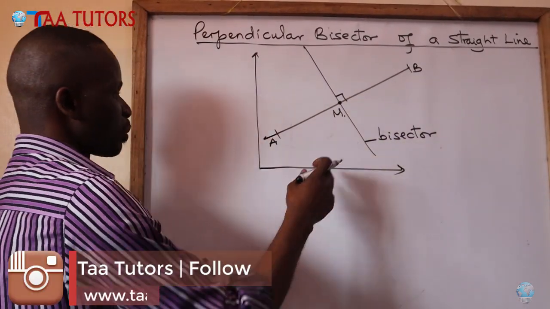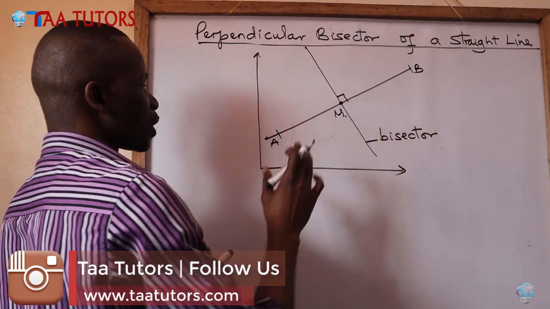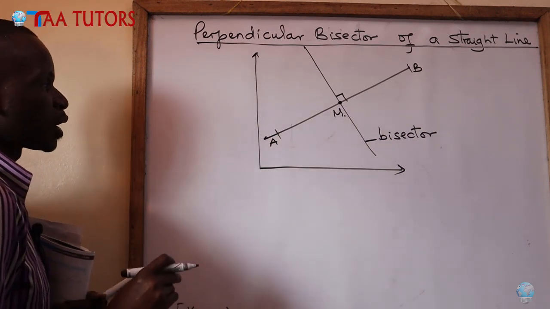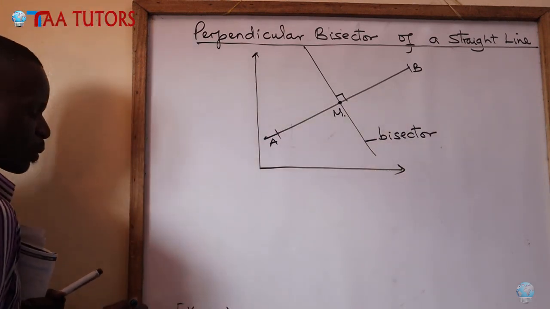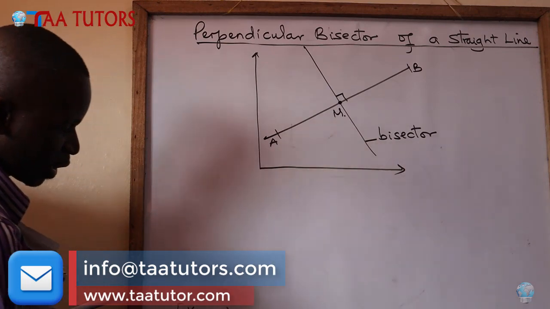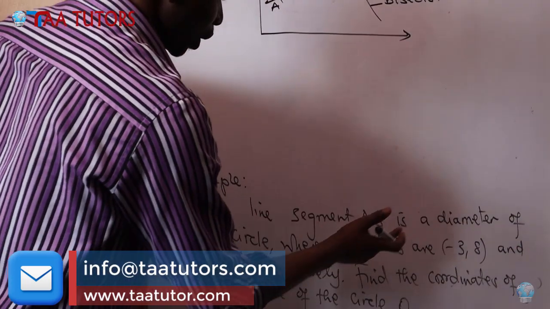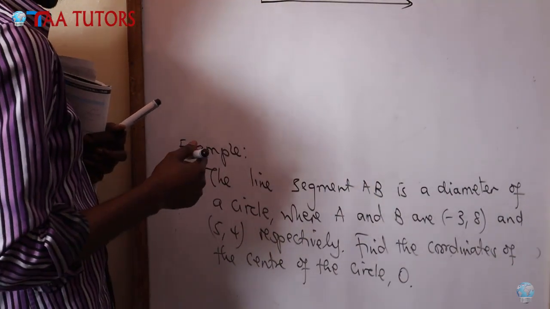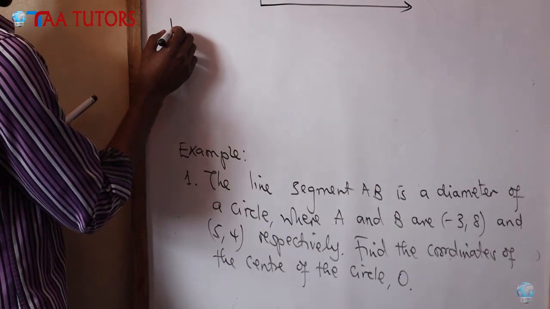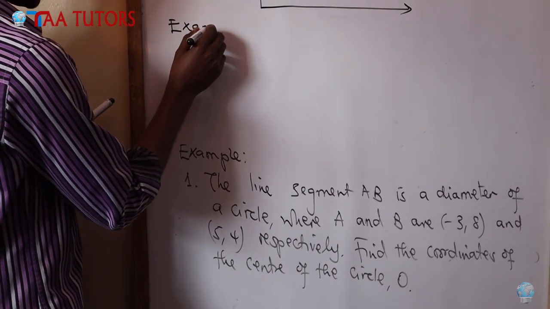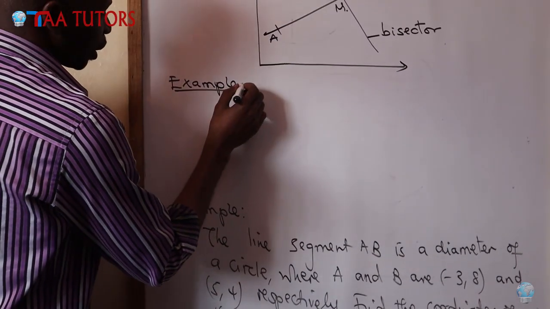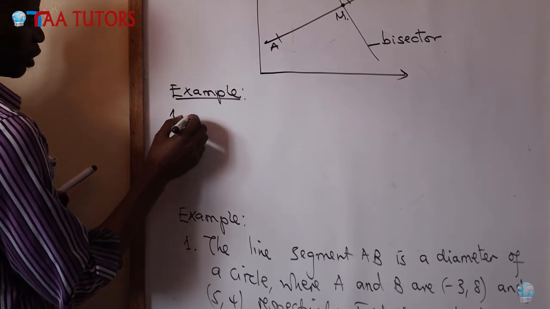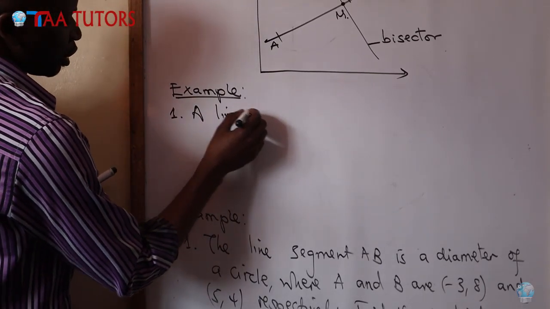We know that if this bisector is perpendicular to line AB, it means that the product of their gradients will be -1. So the first thing we are going to do in this case, if we have an example, in this case, we have a line segment, and this line segment AB is actually a diameter like they have said, or let me write another example here and see. So if you have an example in our case here, I want to take the information we have down here. So a line segment.